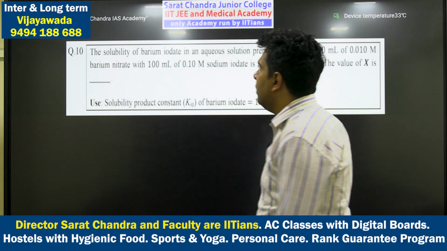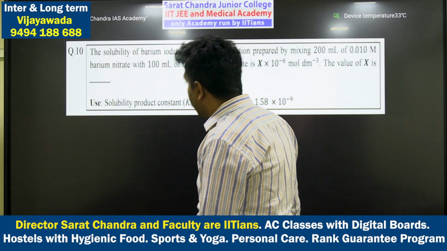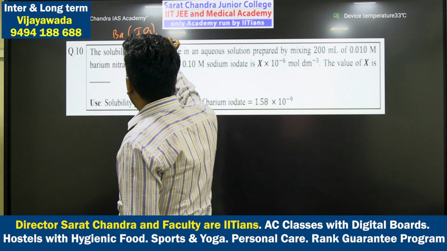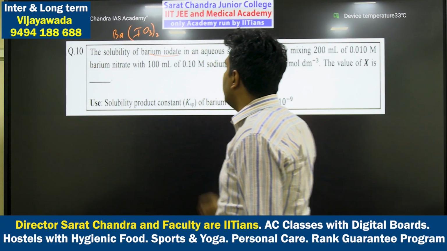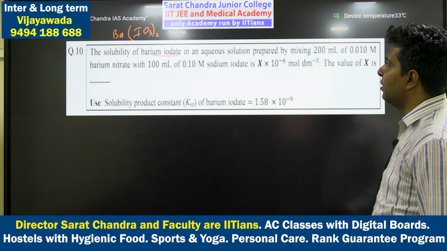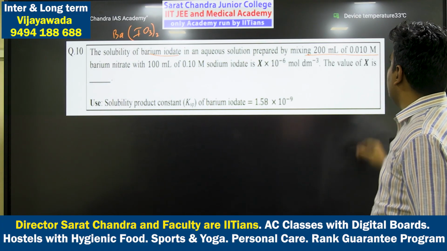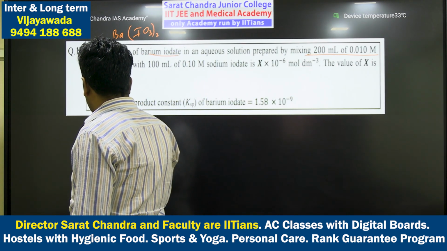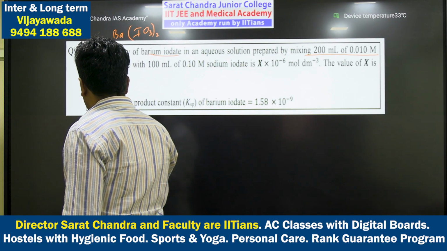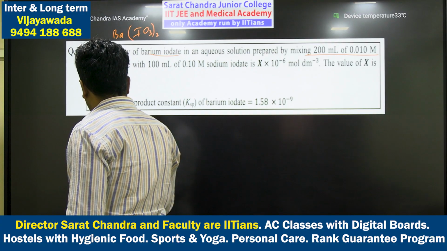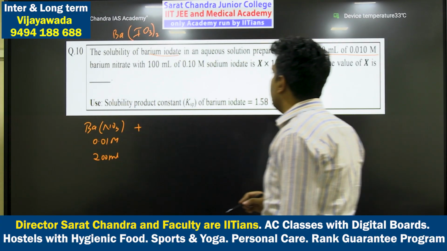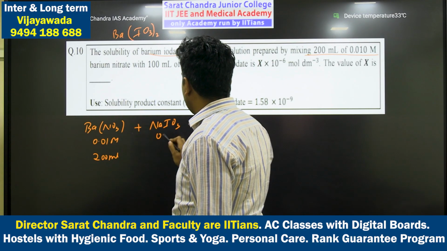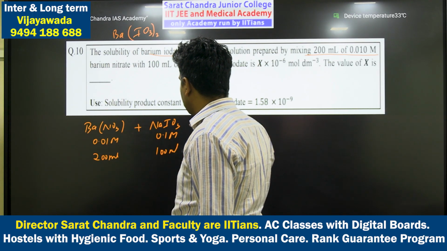Next question, question number 10. The solubility of barium iodate. So iodate is IO3 minus. So barium iodate is Ba(IO3) whole twice. The solubility of barium iodate in an aqueous solution prepared by mixing 200 ml of 0.01 molar barium nitrate. So barium nitrate is there. So 0.01 molar, 200 ml. It is mixed with 100 ml of 0.1 molar sodium iodate. So sodium iodate NaIO3. This is 0.1 molar, 100 ml of this.